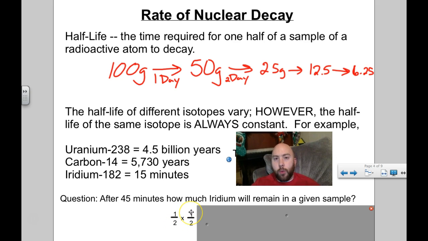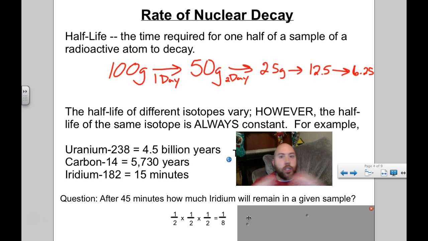So it would be 1 times 1, which is 1, and 2 times 2, which is 4. So 1 over 4. And then there's another half-life, because we said there's 3 of them, times another half. So 1 times 1 times 1 is 1, and 2 times 2 is 4, times 2 is 8. So after 45 minutes, how much erdium will remain in a given sample? 1/8 of however much there originally was.